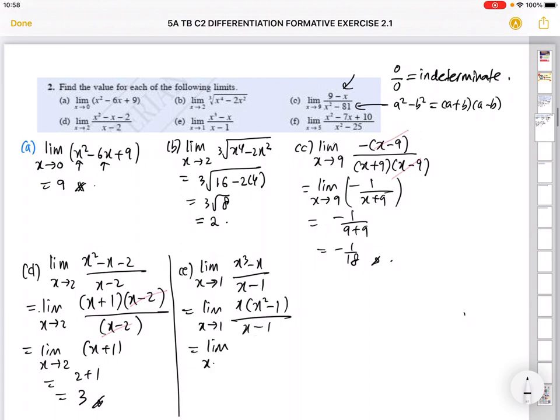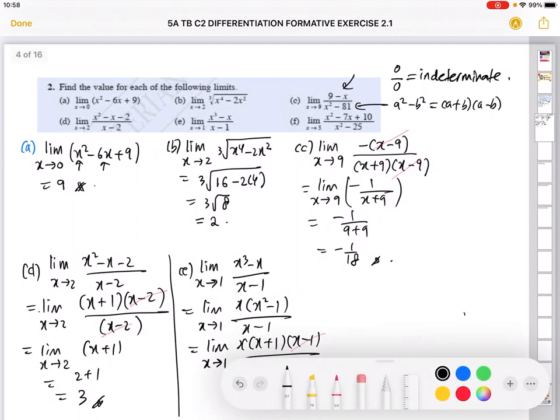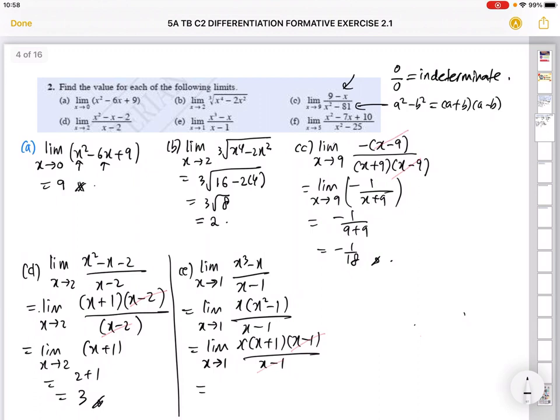Now, how do I factorize this? This is x plus 1, x minus 1, x minus 1, and we can cancel these two off. Now you're left with x and x plus 1. Okay, let me just write one extra step for you. x plus 1, and when we substitute, you should get 2.